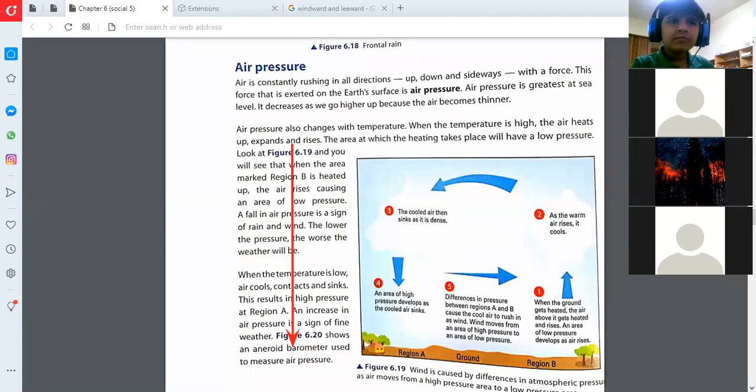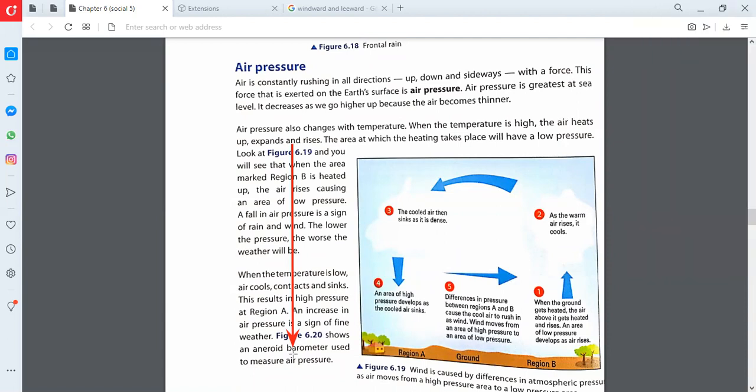One more thing: in the hot regions, air pressure is low. In the cold regions, air pressure is more. But high air pressure will move towards the low air pressure area. So that's why the weather of that area is continuously changing.